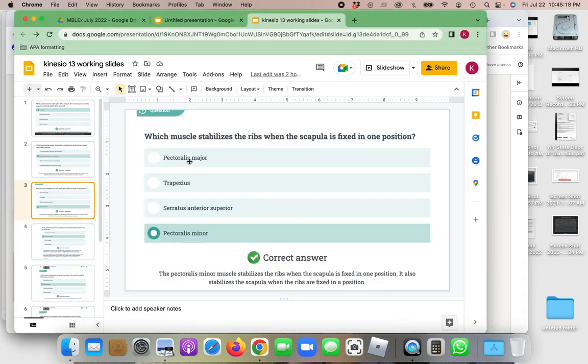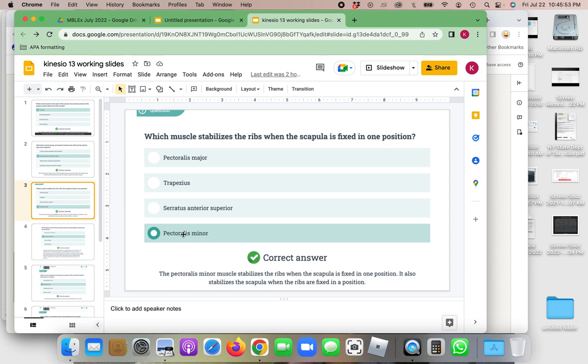So the pectoralis major, which muscle stabilizes the ribs when the scapula is fixed in one position? The pec major does not attach to the scapula. It attaches to the humerus. The trapezius attaches to the scapula, but it doesn't attach to the ribs. The serratus anterior superior attaches to the medial portion of the scapula and to the ribs, but it pulls the scapula towards the ribs. It doesn't act on the ribs, which would need to move in order to be stabilized.